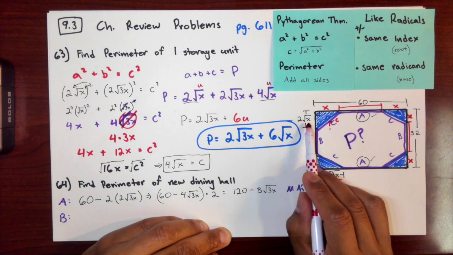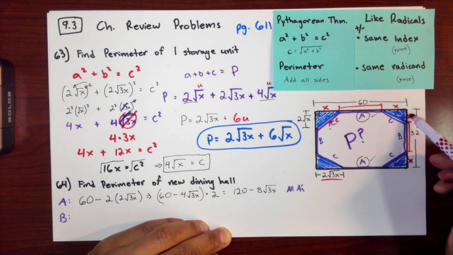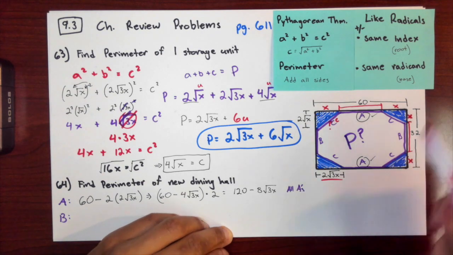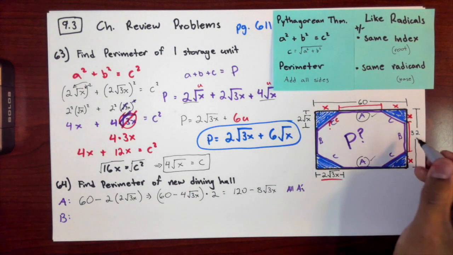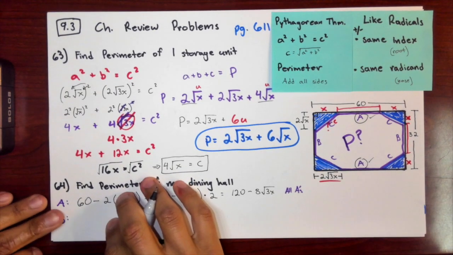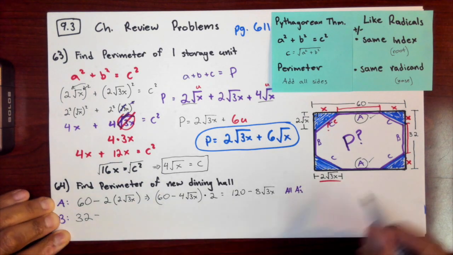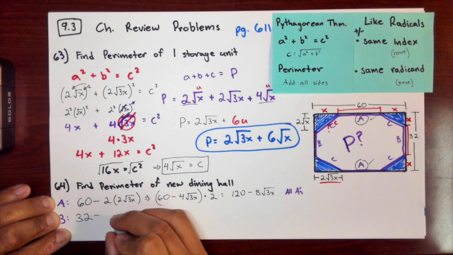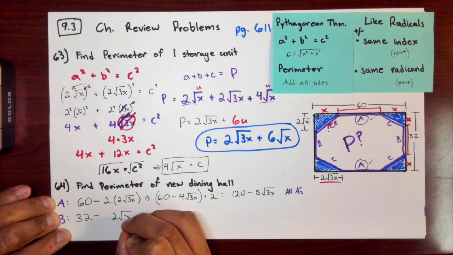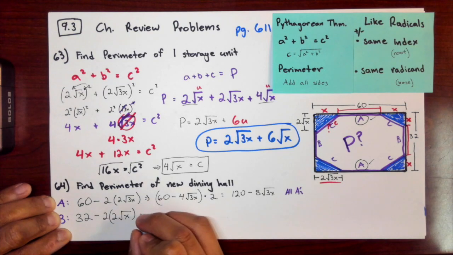It is 2 square root of x, right? You see how it's parallel? 2 square root of x. So that's going to be one of these. But since there are 2 of them, we're going to set it up the same exact way. Okay, so we're going to set the original, which is 32. That's going to be 32 minus 2 square root of x. But since there are 2 of them, we're going to multiply that by 2.